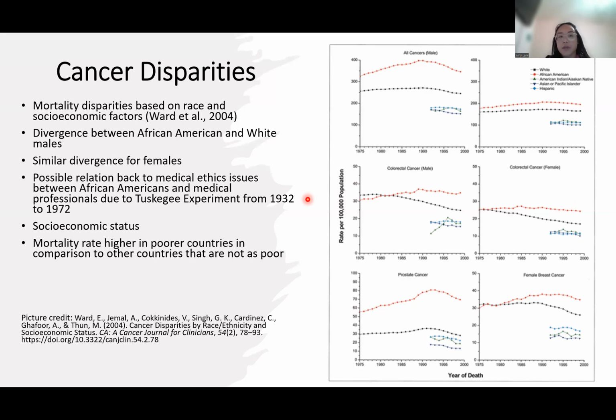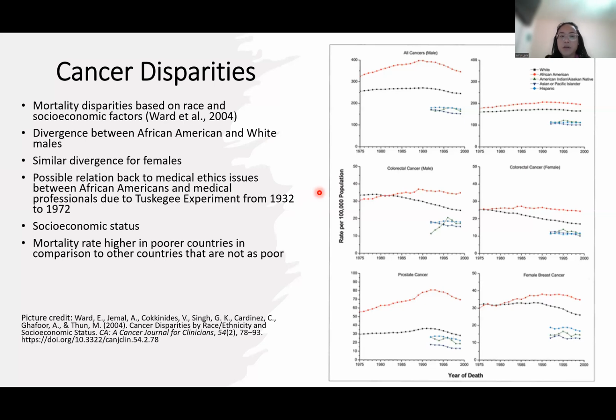And so in the other article that I used for the paper that I wrote, it was stating that to this day, there are some African Americans who choose not to go get medical help when they're sick based off of that Tuskegee experiment.